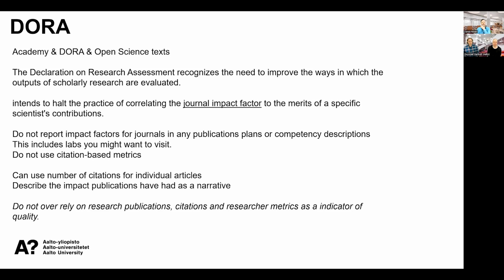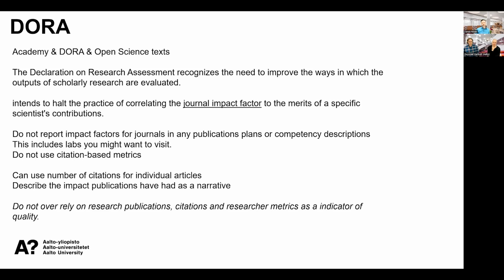Then one word here about DORA. So this is the Declaration on Research Assessment. And this assessment basically recommends that funders disregard the journal impact factor when considering researcher merits. So the Academy of Finland has adopted this and does not allow researchers to report journal impact factors when making such descriptions in their CV.